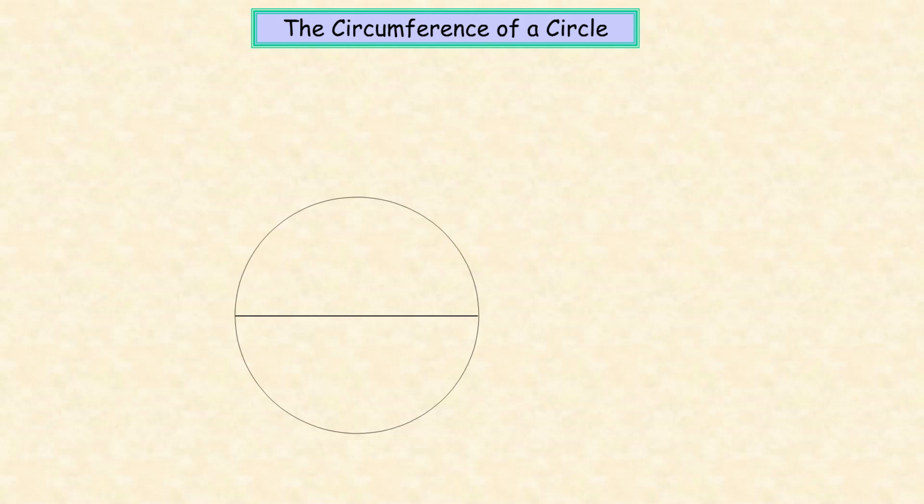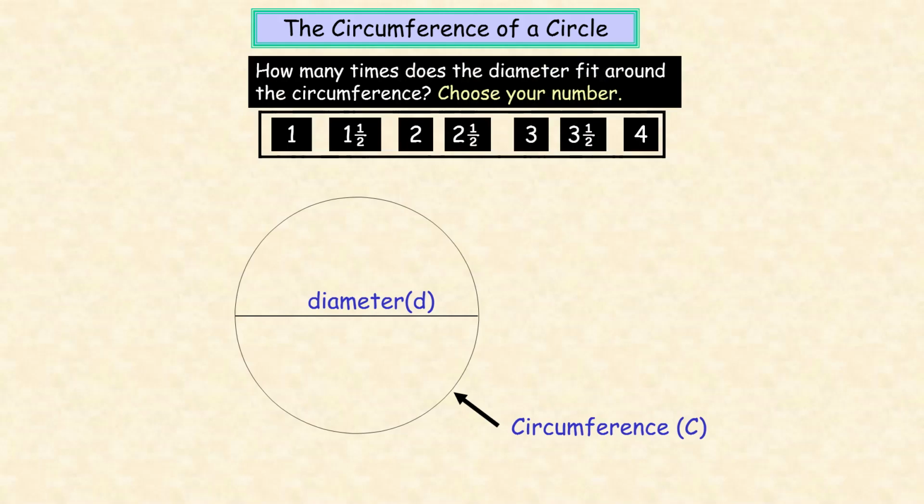But at this time you would have drawn some circles and then measured the diameter, and then with string you would have tried to stretch it around the circle to see how many times the diameter would fit around the circumference. And I would have asked you to guess how many times, and hopefully you would have said about three and a bit. You do get some strange answers.